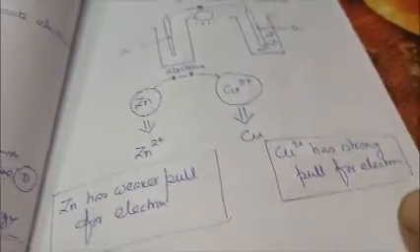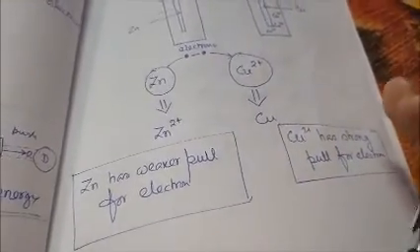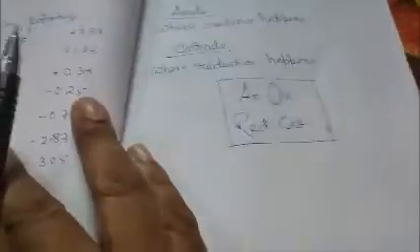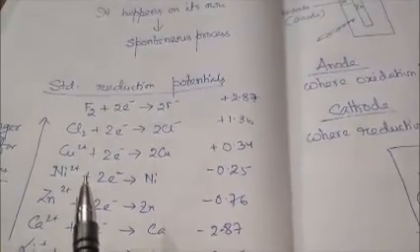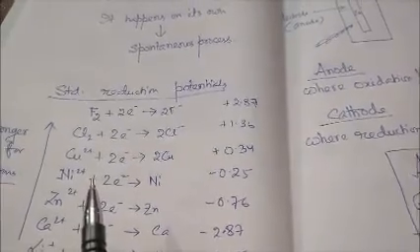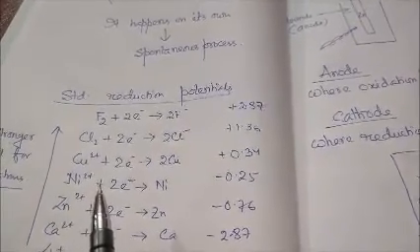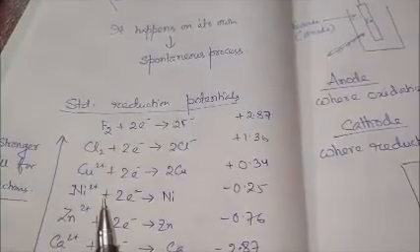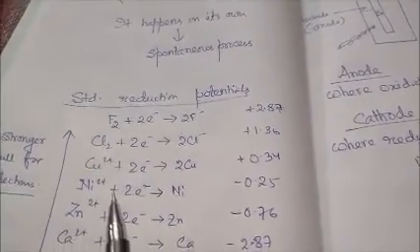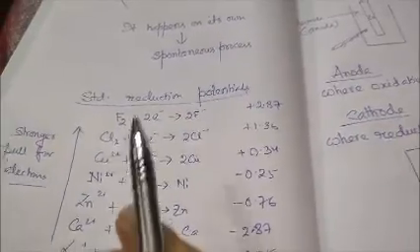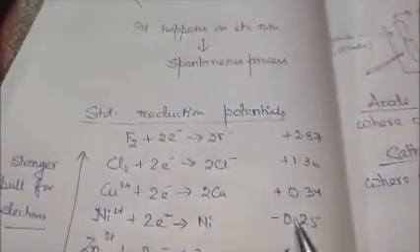We all know there is a list in your class notes, basically called the standard reduction potential. Potential means power. Who has the highest power to reduce in a better, stronger way? This list is already there in your class notes.